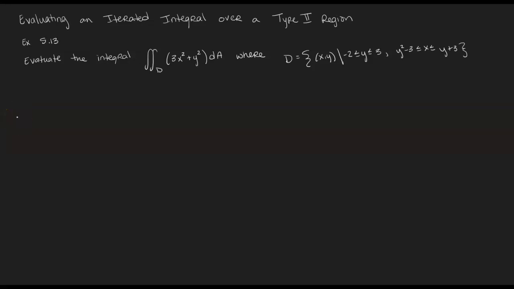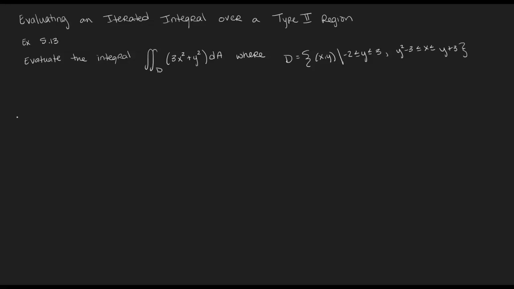Evaluating an iterated integral over a type 2 region. That's what example 5.13 shows us. We're asked to evaluate the double integral over the region D under the function 3x squared plus y squared. And we're told that D is the region of points x, y, such that y is squeezed between the constants -2 and +3, and x is between the functions y squared minus 3 and y plus 3.